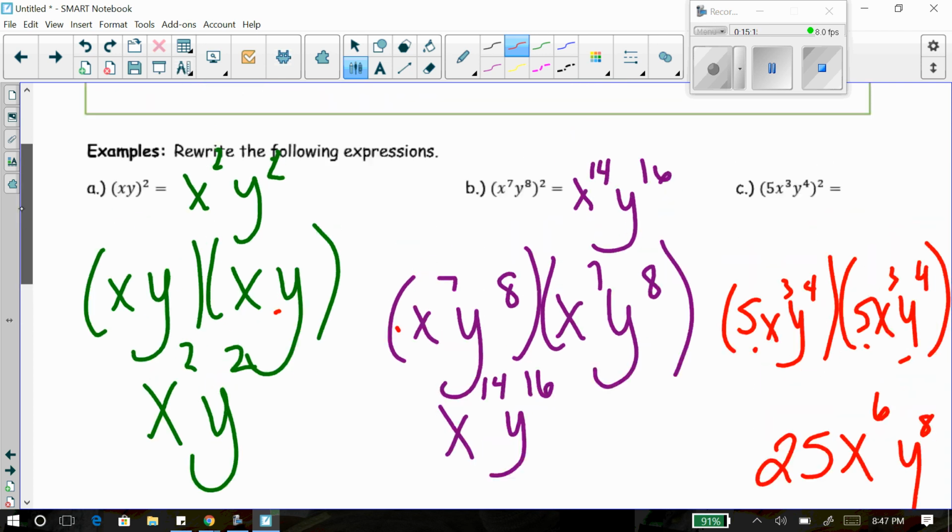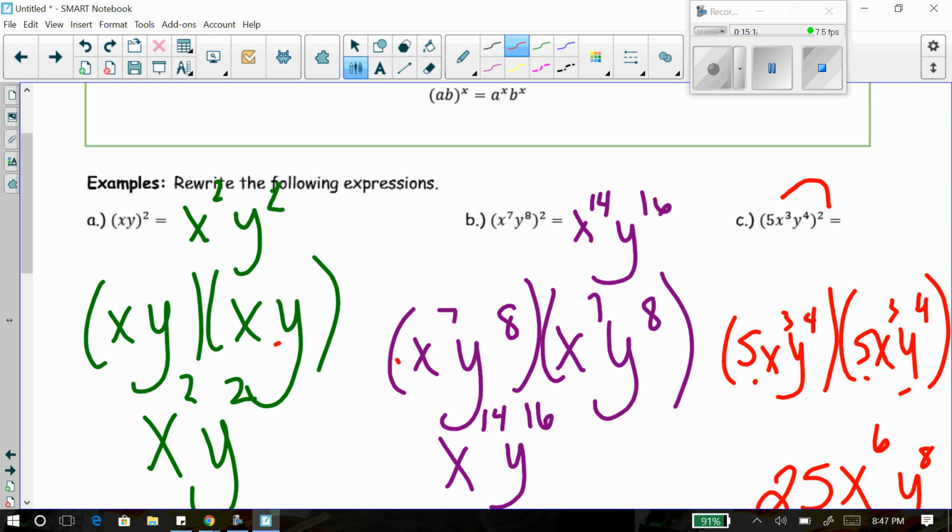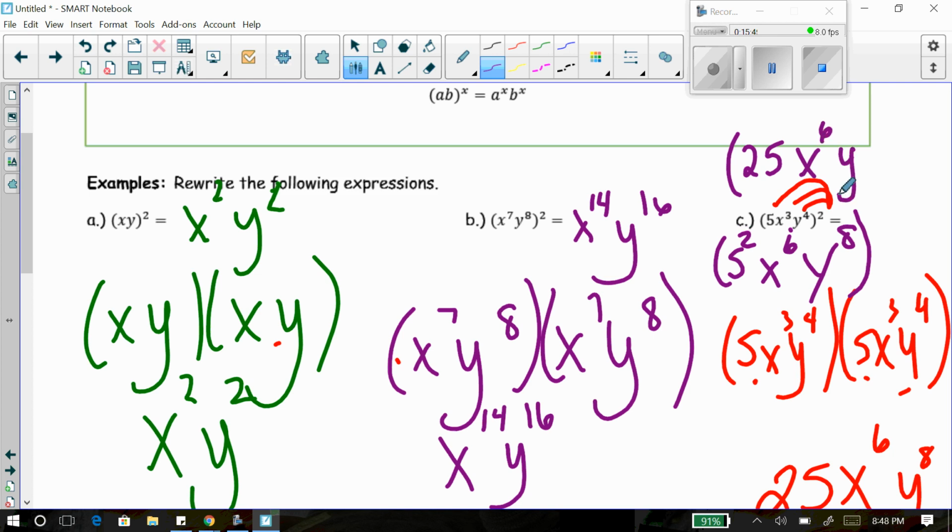Now let's see. This is saying that everything inside is getting squared. So 5 squared, x to the 3 times 2 is 6. Y to the 4 times 2 is 8. And to simplify just a little bit, 5 squared is 25. X to the 6, y to the 8th.